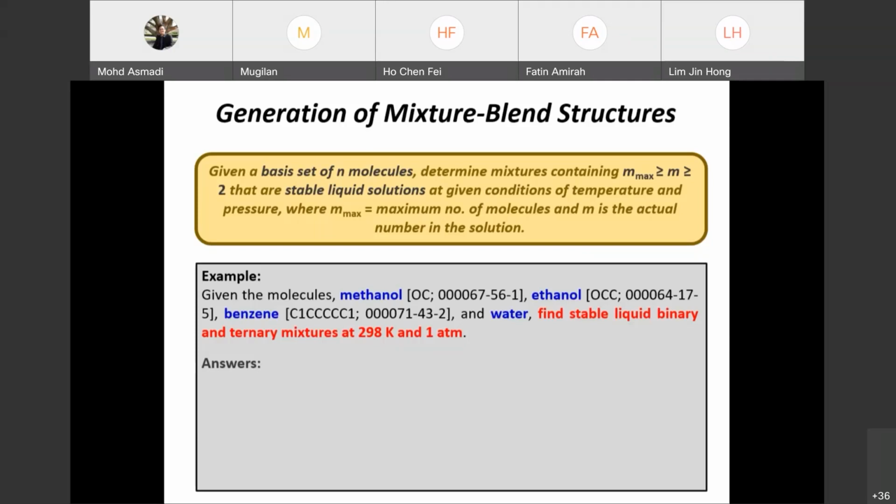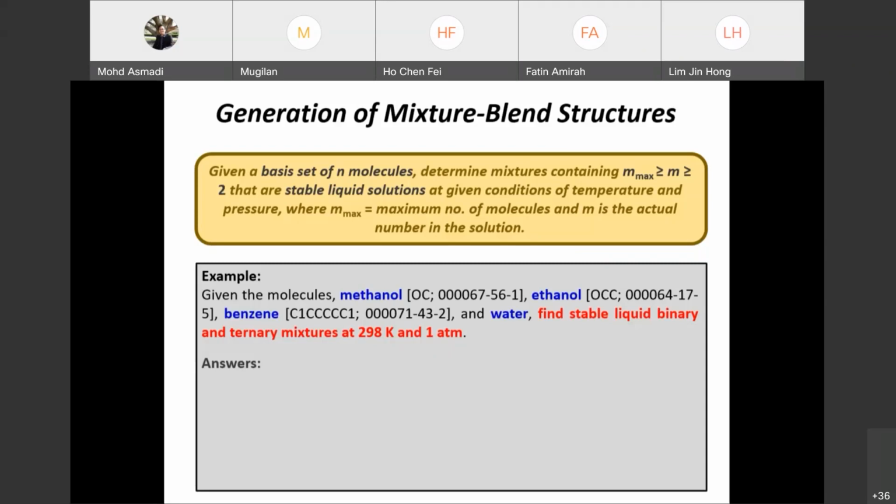This one you need information from the Gibbs energy, excess Gibbs energy, because it is a liquid. What is the binary mixture, or not binary? I think it is just a mixture. Because you said liquid binary and ternary mixtures, right? So not only binary but also ternary.